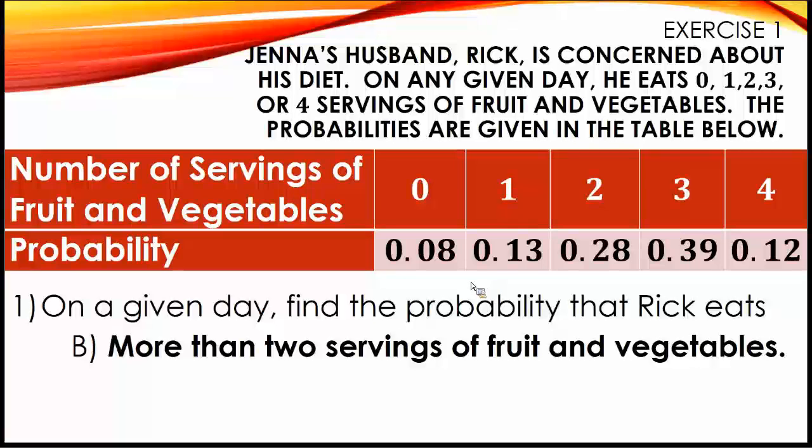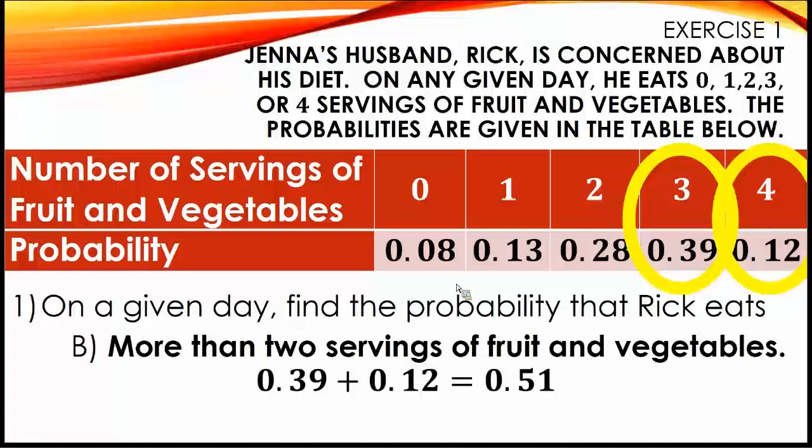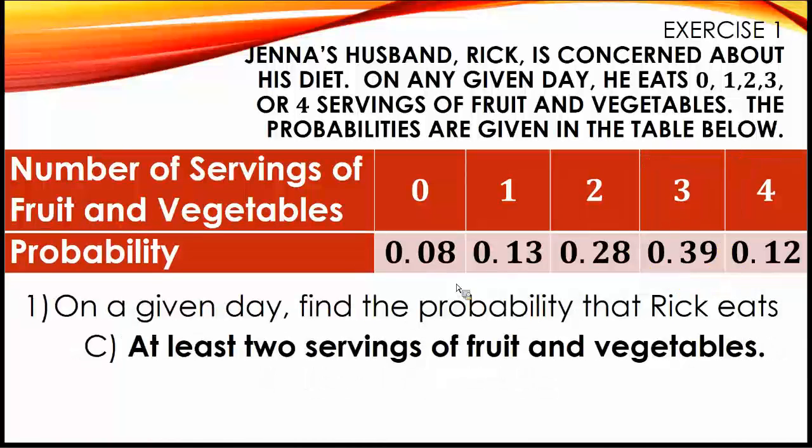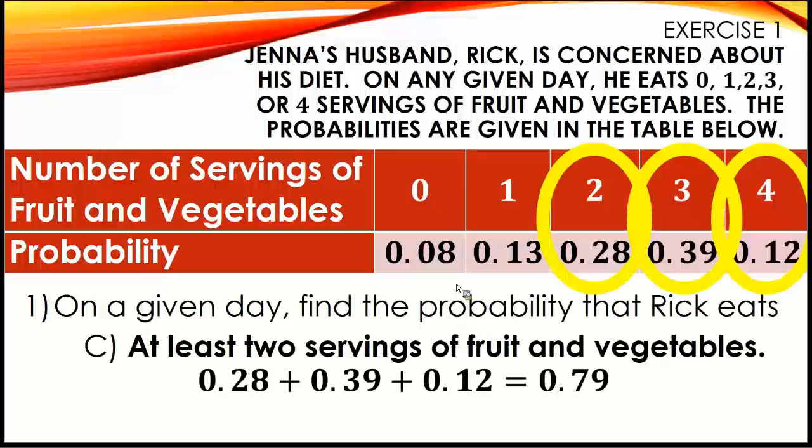For part B, on a given day, find the probability that Rick eats more than 2 servings of fruit and vegetables. Okay, so here we've got 3, we've got 4. We're going to add those two together, so 0.39 plus 0.12 equals 51%, or 0.51. For part C, on any given day, find the probability that Rick eats at least 2 servings of fruit and vegetables. So we're looking at these 3 being added together right here. So 0.28 plus 0.39 plus 0.12 equals a grand total of 0.79, or 79%.